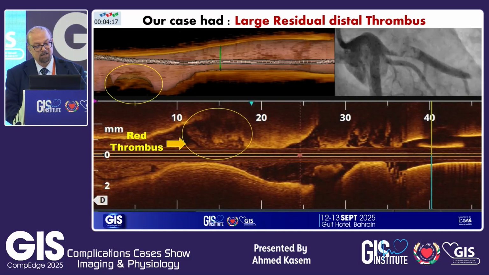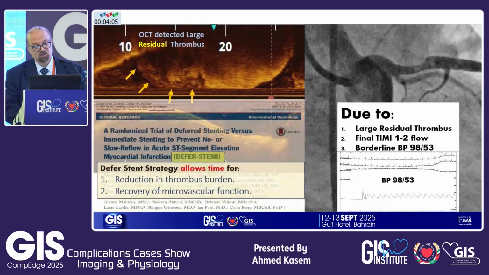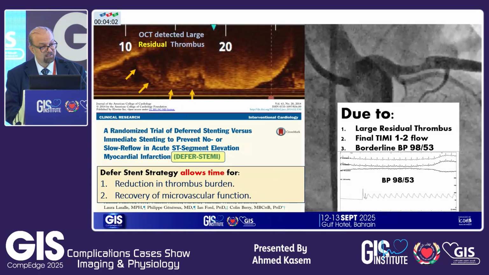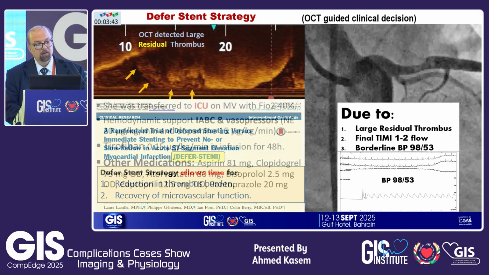So in this clinical situation with a huge burden of thrombus, my thoughts came to protect the microvasculature and not make stenting at the time. So I decided to defer stenting. Especially this patient had already macroembolization that I cleared, and the patient had borderline blood pressure, and of course we need to protect the microvasculature. So I decided to defer with tirofiban for 48 hours.